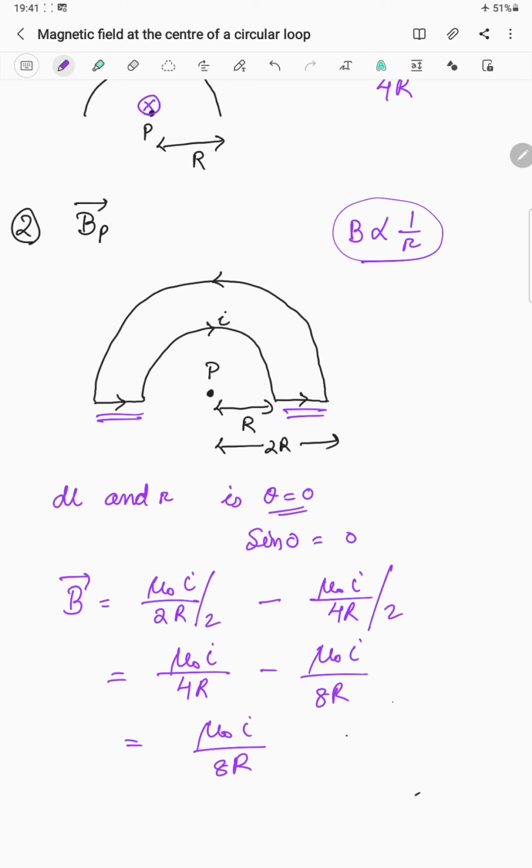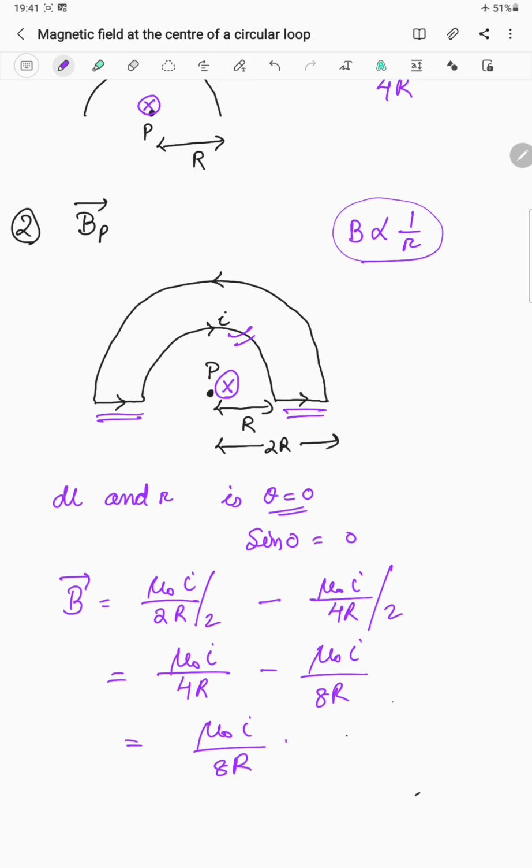Now who will dominate the direction? What will be the direction of the magnetic field at point P? It will be dominated by this term, the inner circle. And here it moves in the clockwise direction. So where is the thumb pointing? It is pointing into the plane of the paper, for which at point P it will be crossed like this.